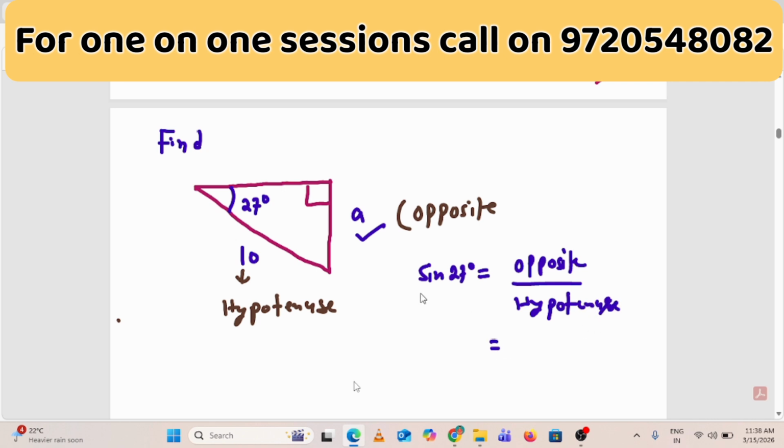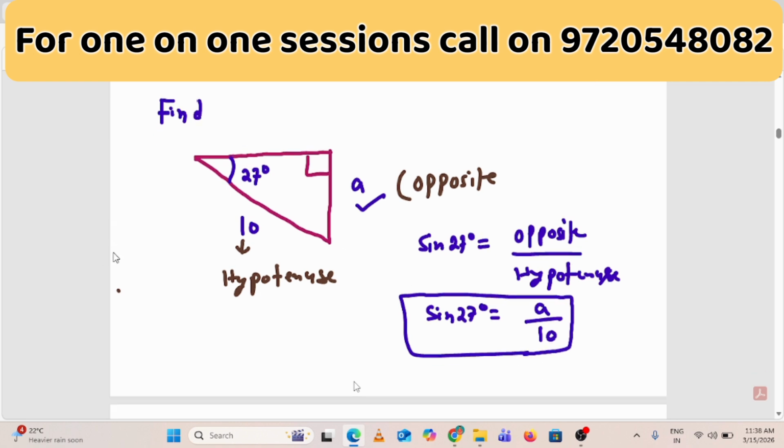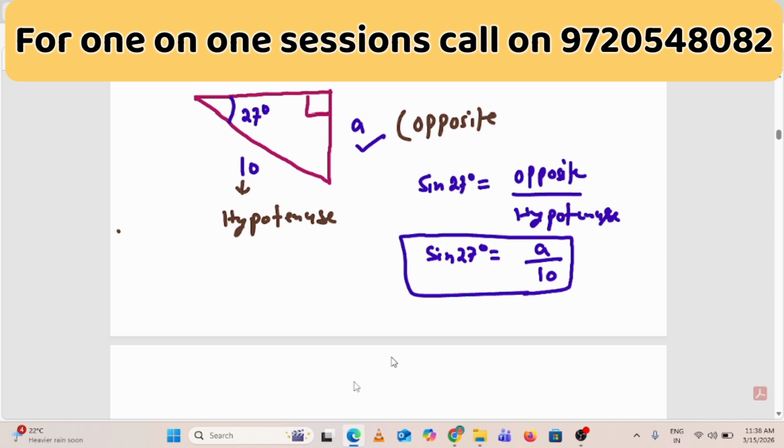Okay. So opposite is A, and hypotenuse is 10, and this is your sine 27. You can use calculator, but one thing you have to remember, you have to use degree, not radian. So A is equal to 10 times sine of 27-degree. Simplify and tell me the answer. 4.53 unit. Done. No confusion now?